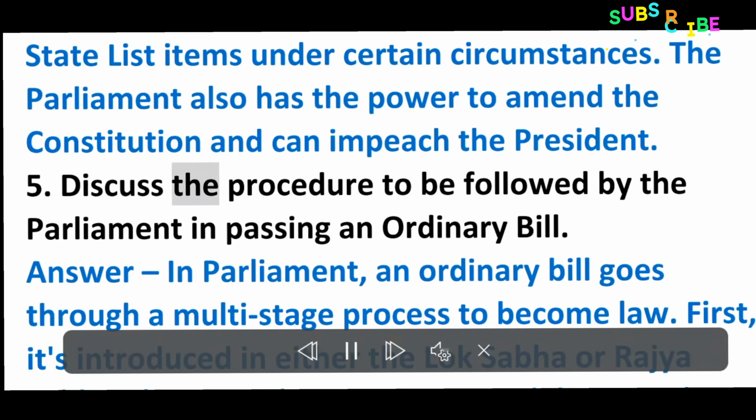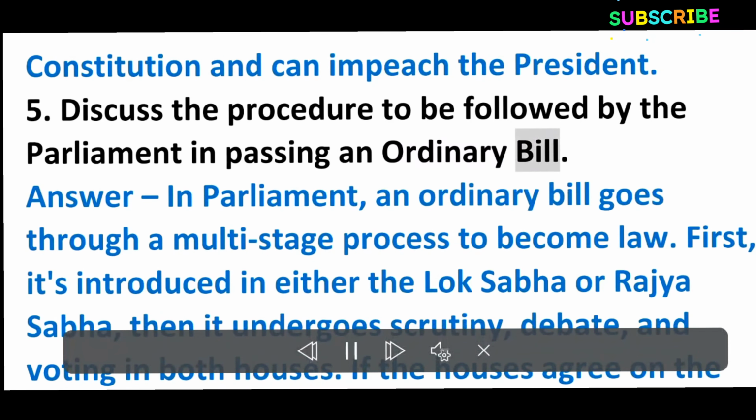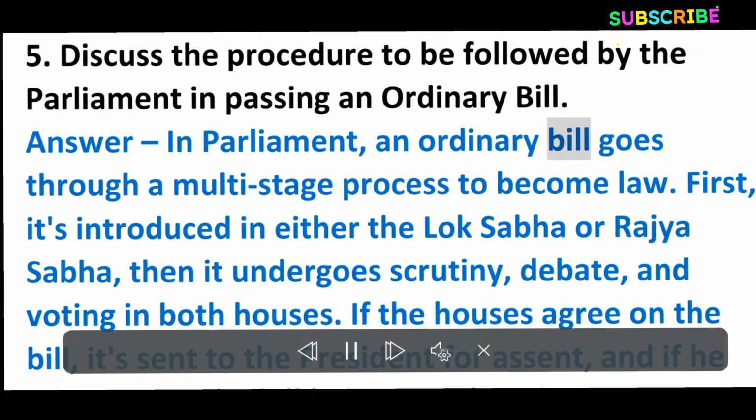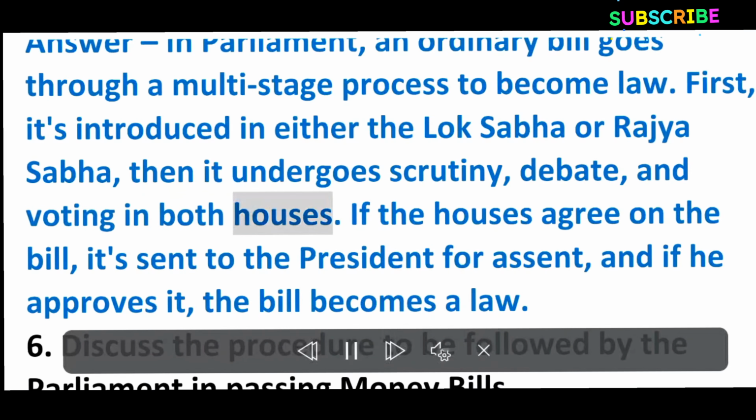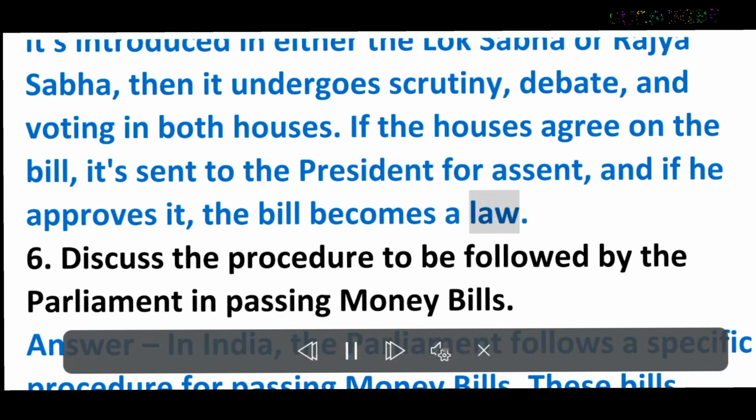5. Discuss the procedure to be followed by the Parliament in passing an ordinary bill. Answer. In Parliament, an ordinary bill goes through a multi-stage process to become law. First, it's introduced in either the Lok Sabha or Rajya Sabha, then it undergoes scrutiny, debate, and voting in both houses. If the houses agree on the bill, it's sent to the President for assent, and if he approves it, the bill becomes a law.